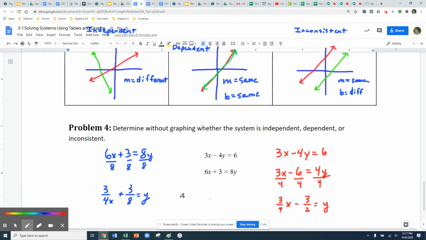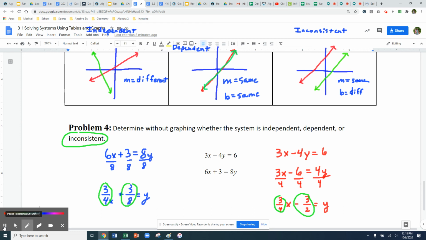So we'll take each equation, put it into slope-intercept form, and we'll notice that the blue equation that we're dealing with has a slope of 3/4. And the red equation has a slope of 3/4. So they do have the exact same slope. And we look at the y-intercepts. The y-intercept of this is 3/8. The y-intercept over here is -3/2. So they have different y-intercepts. That'll bring us to these parallel lines. So this type of system would be inconsistent.